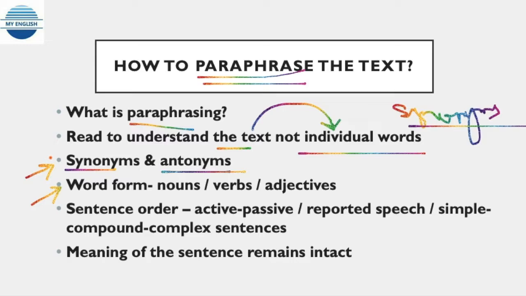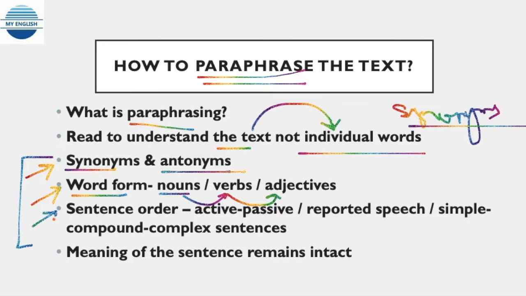These are the different forms that are used to paraphrase, to change the word. So for that you need to know what are synonyms, what are antonyms, the different word forms. So sometimes the word is changed from a noun to a verb to an adjective. So you should be knowing whether the word has been changed or not. These are the different ways.